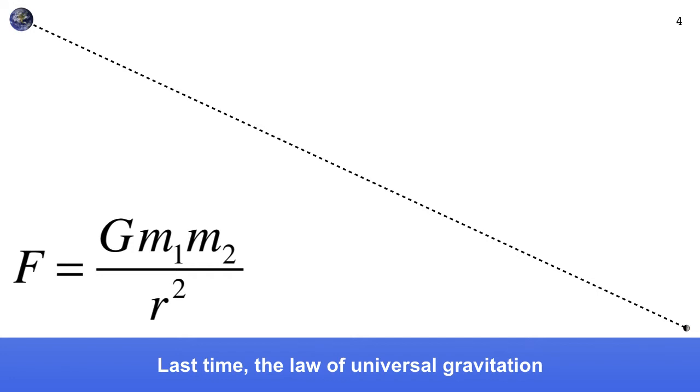I made a diagram here of the Earth-Moon system. The Earth is up in the upper left corner. The moon is this little teeny dot down here in the lower right corner above the blue banner. And here's the distance r.